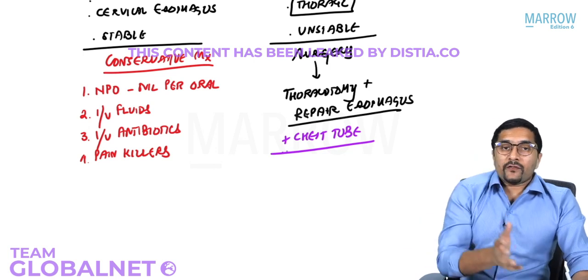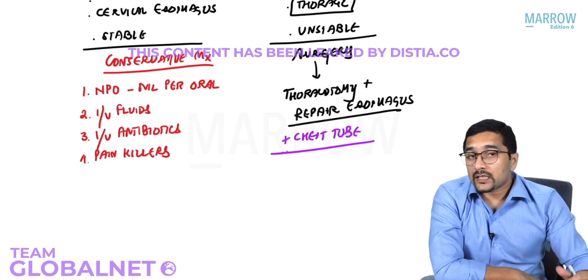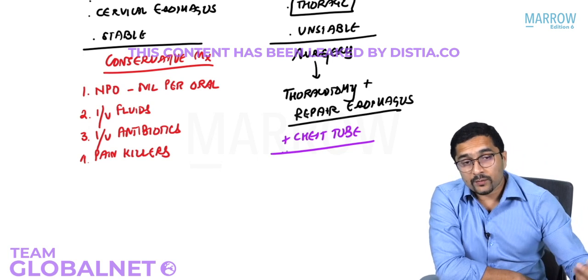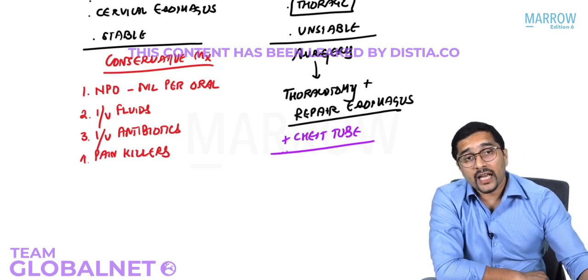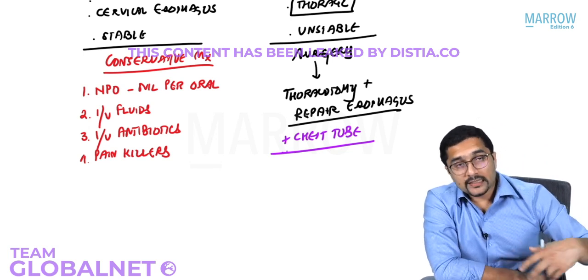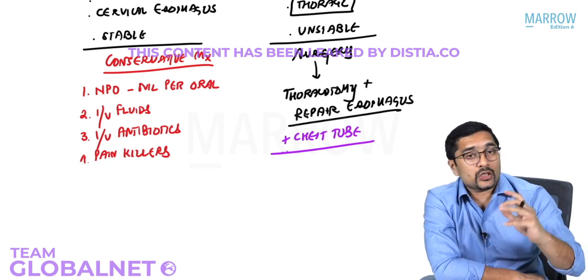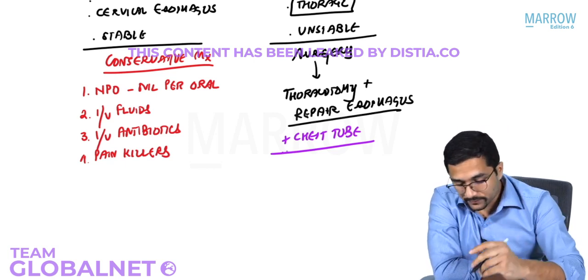So iatrogenic perforations have a better prognosis than spontaneous perforations. I'll tell you, spontaneous perforations have a very high mortality rate. So this is how we manage patients with iatrogenic esophageal perforations.